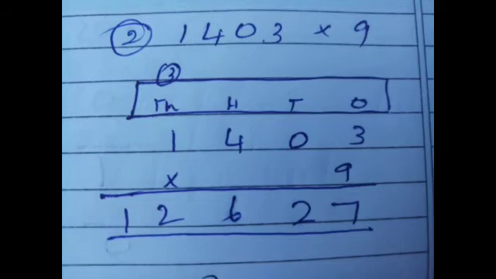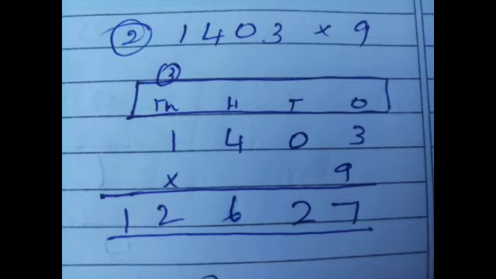The second example of a multiplication is 4 digit by 1 digit number. So here we have 1403 multiplied by 9. Write the place value chart and arrange the number properly. Then start with the multiplication from ones place number onwards. 9 threes are 27, 7, and 2 should be carried over. 9 zeros are 0, 0 plus 2, 2.